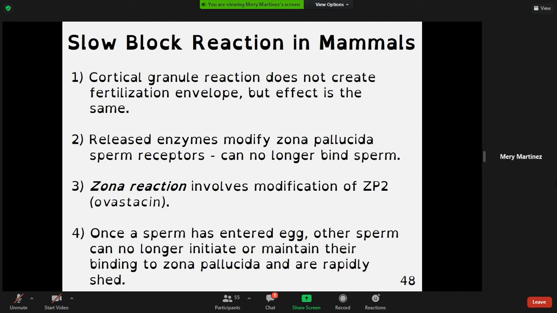This process is what we call the zona reaction, and involves modification of the zona pellucida, which we know is mainly the receptor to which the sperm are going to bind, okay? So normally what happens is that zona pellucida 2 is clipped by a protease from the cortical granules that is called ovastacin, okay? And then the zona pellucida will lose its ability to bind to the sperm, okay? So once the sperm has entered the egg, other sperm can no longer initiate or maintain their binding to the zona pellucida and are rapidly shed off the surface.